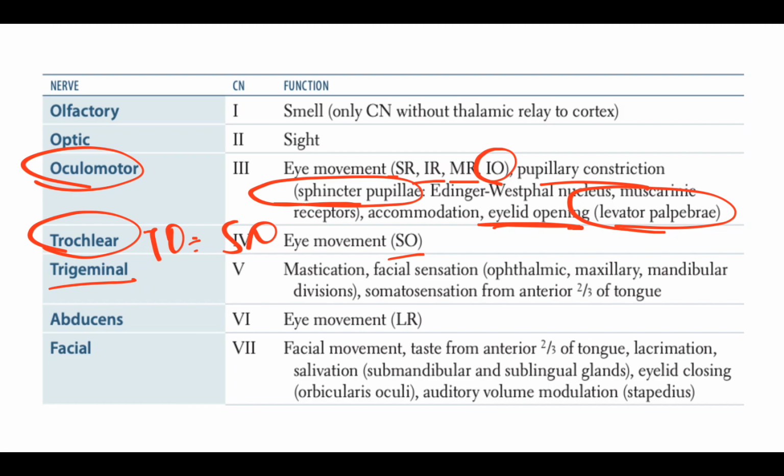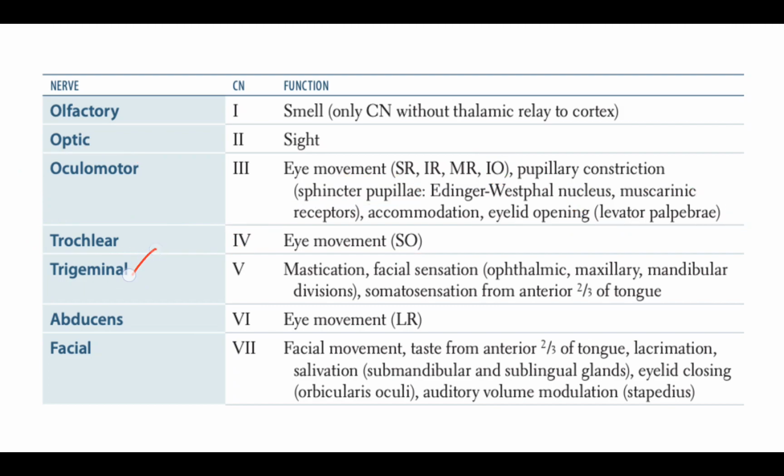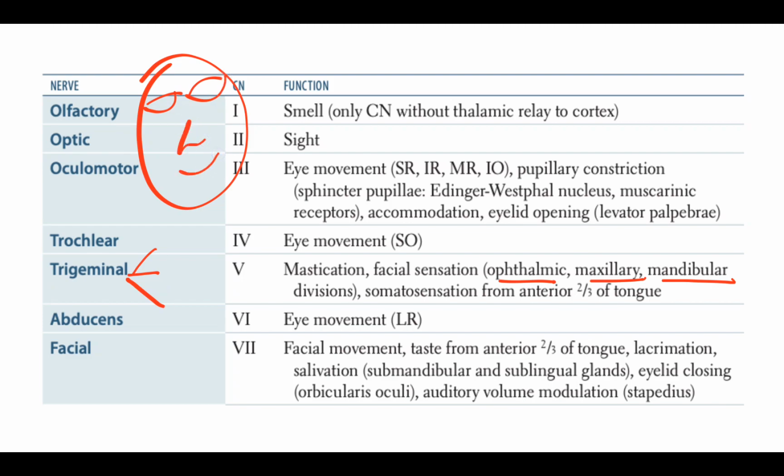And trigeminal nerve, as the name says, it has three parts. Okay, the three parts are ophthalmic, maxillary, and mandibular. So this is your face. These are your eyes, and this is the nose, and this is the mouth or lips. So here, this is the ophthalmic part. Since these are the maxillae, this is the maxillary part, and this is the mandible, right? So this is the mandibular part.